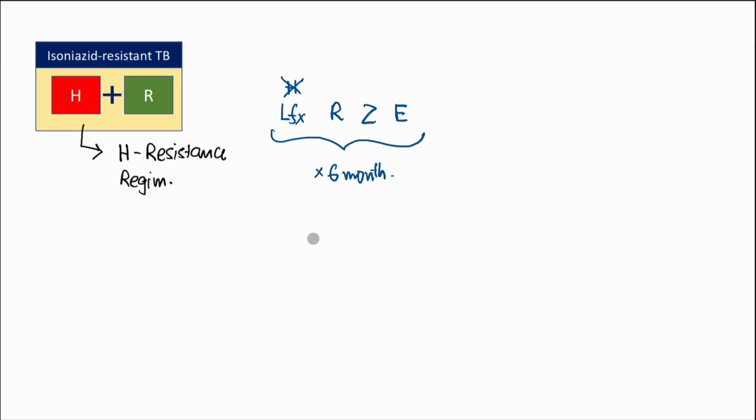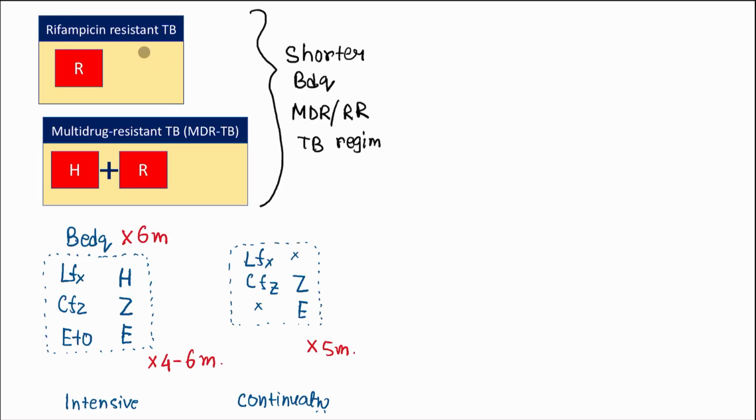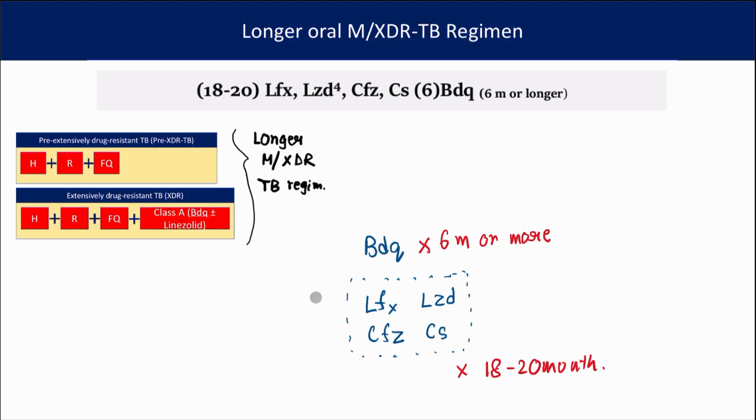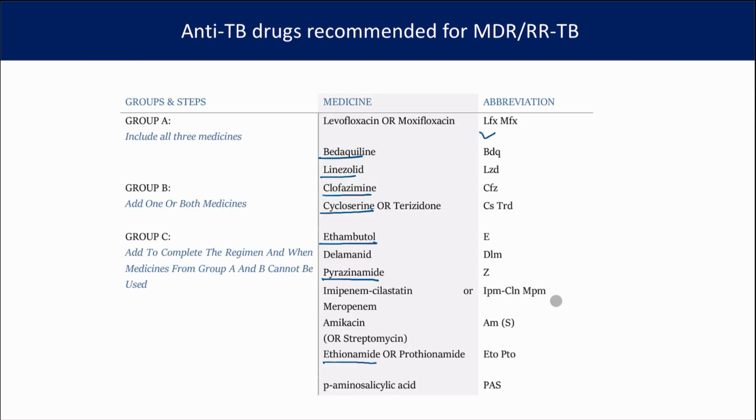So again revise. In your isoniazid resistant TB, there is levofloxacin in place of H. But in case of rifampicin resistance, that is the shorter regime, just write HZE, levofloxacin, clofazimine and ethionamide. And here you need to cross out both ethionamide and also H. And bedaquiline is not given in the continuation phase. So 4 to 6 months, it is 5 months. And here this is further easier. Levofloxacin, linezolid, clofazimine, cycloserine, 8 to 20 months. And your bedaquiline for 6 months or more.